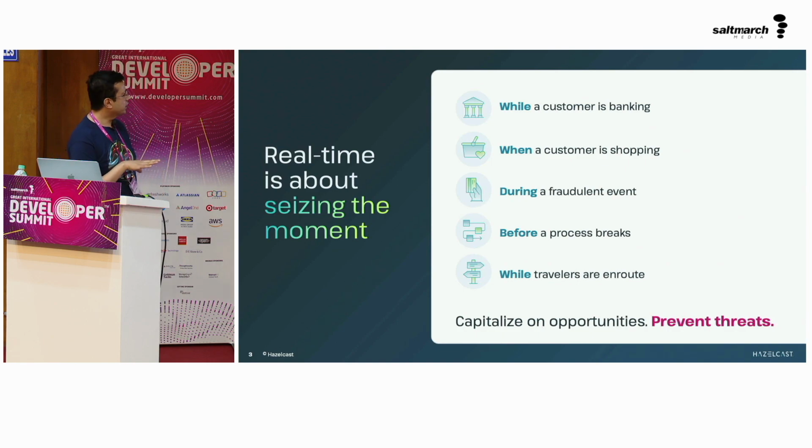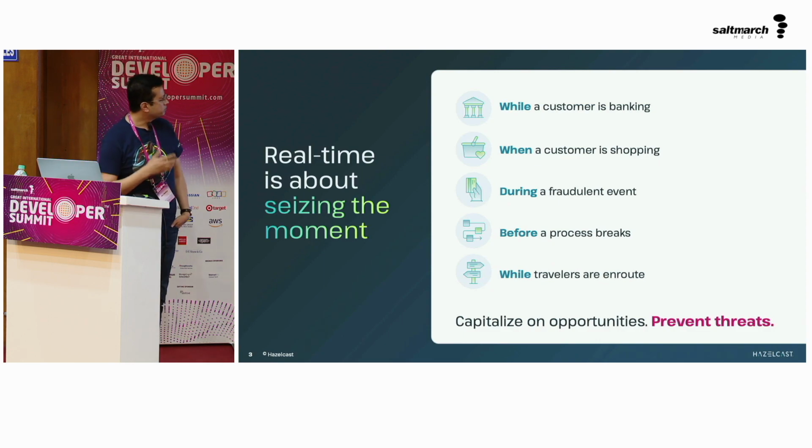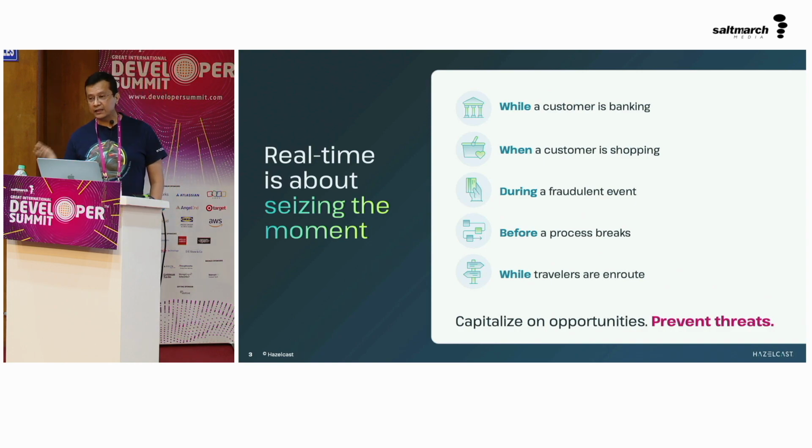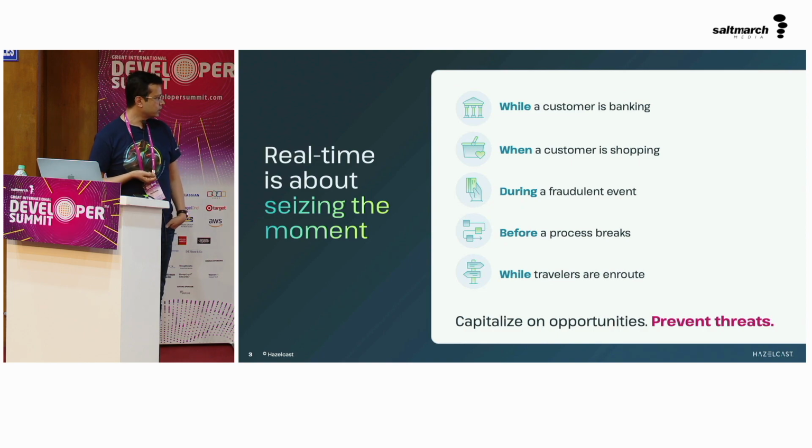Now, real time for us could mean while the customer is banking. For example, while the customer is at the ATM, provide the customer a loan offer. When the customer is shopping, or when a fraudulent event is actually happening, before a process breaks, right? While the travel is en route, and so on and so forth. Basically, the idea is to capitalize at the event and prevent bad things from happening real time.